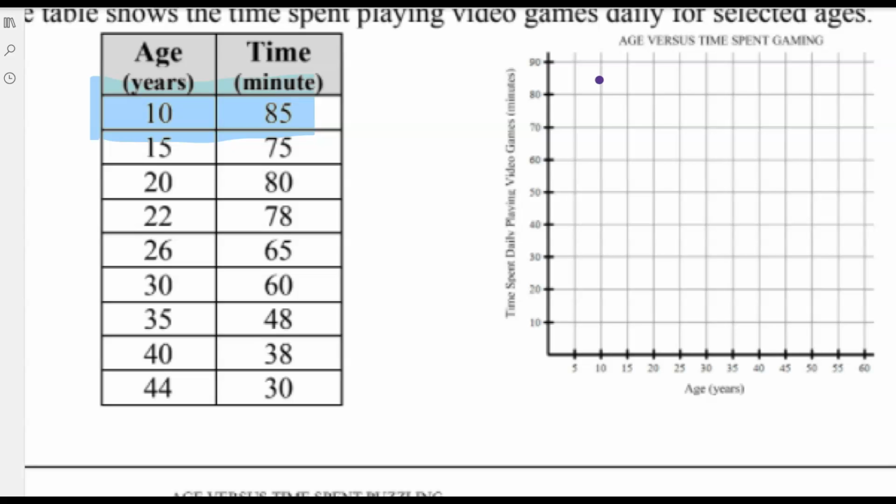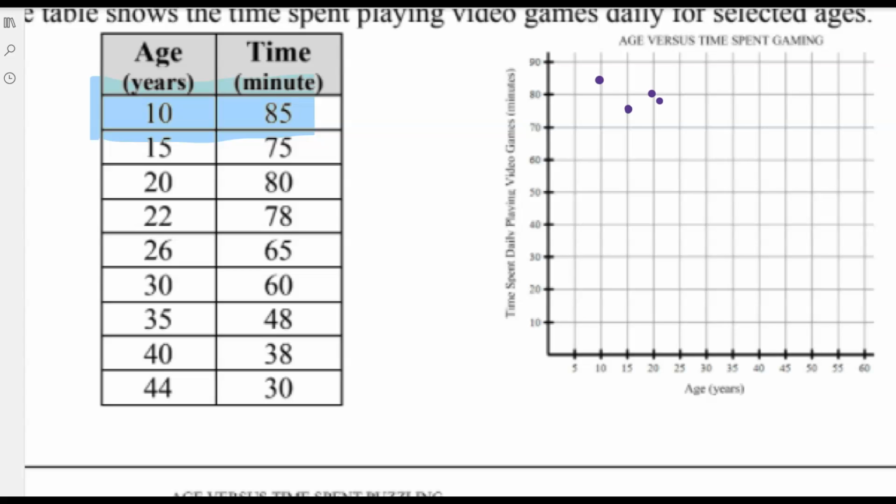So now let's go to the next row and plot the next point, 15, 75. So I'm going to go 15 on the age, which is horizontally, and then I'm going to go 75 vertically and put a point right there. The next row is 20, 80. So the age is 20, and then vertically I'm going to 80. I'm going to put a point right there. One more together. If I go to 22 for the age, I want to go to 78 for the time spent. So that dot's going to be pretty close right there.